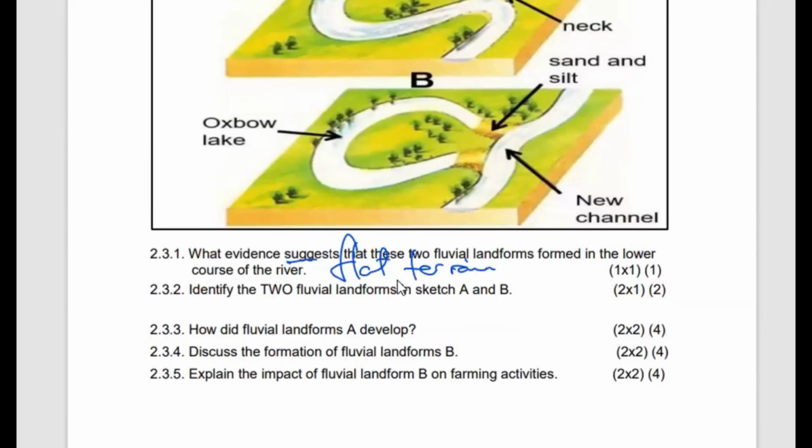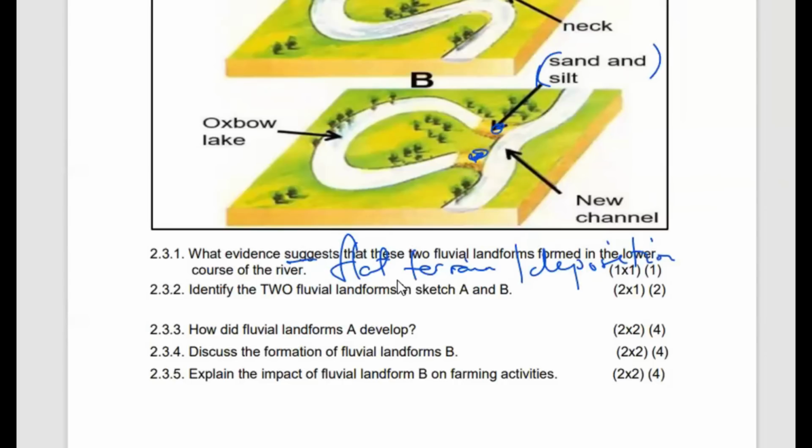In the upper course, we have steep terrain, but in the lower course, we tend to find that the terrain gradient reduces. It becomes a flat terrain. And also, we have evidence of deposition. Deposition in the sense of the sand and the silt, which has been put here. Deposition happens in the lower course.